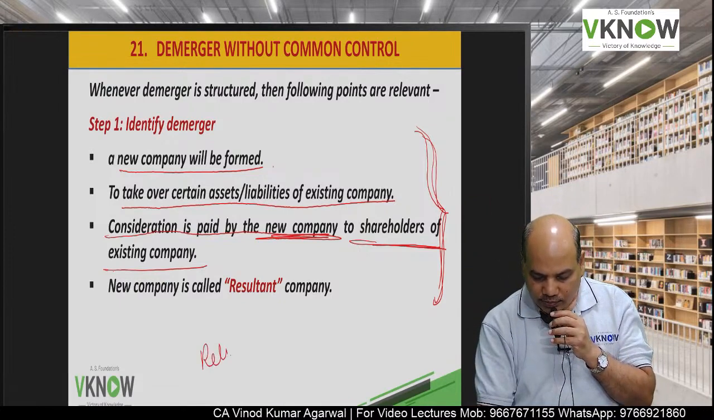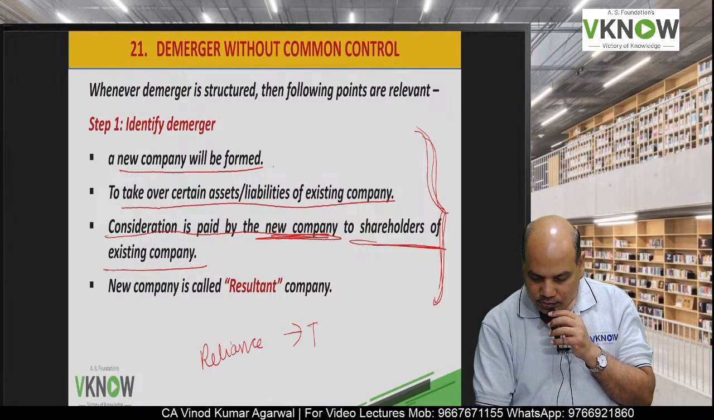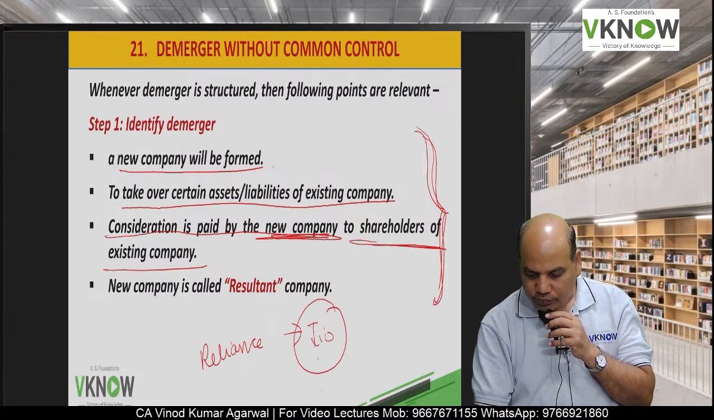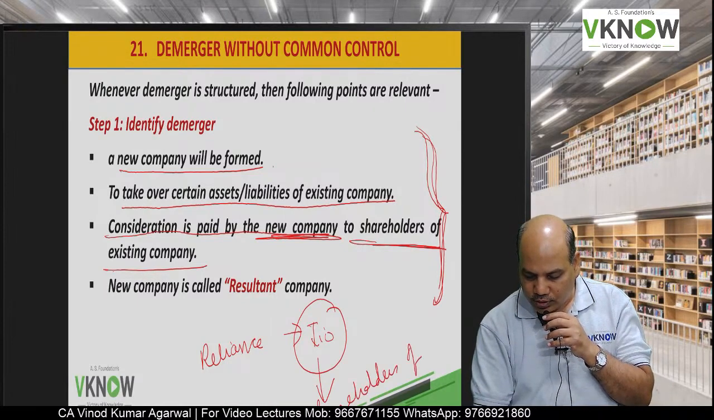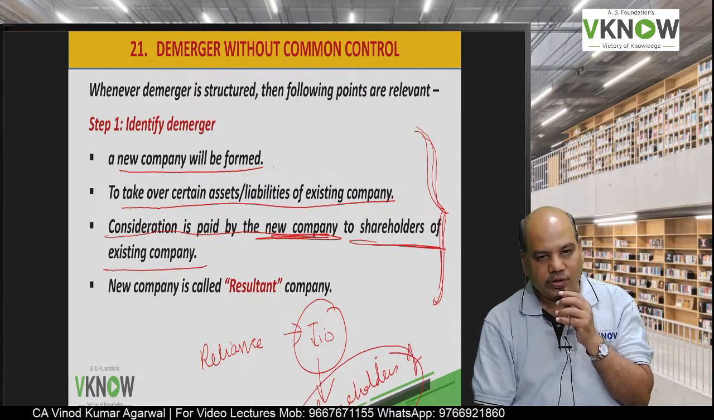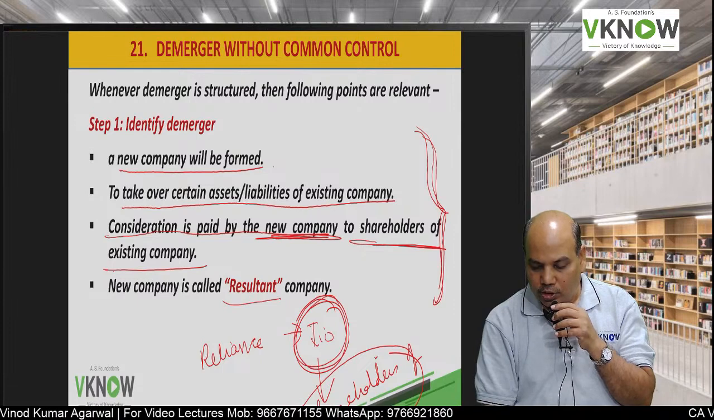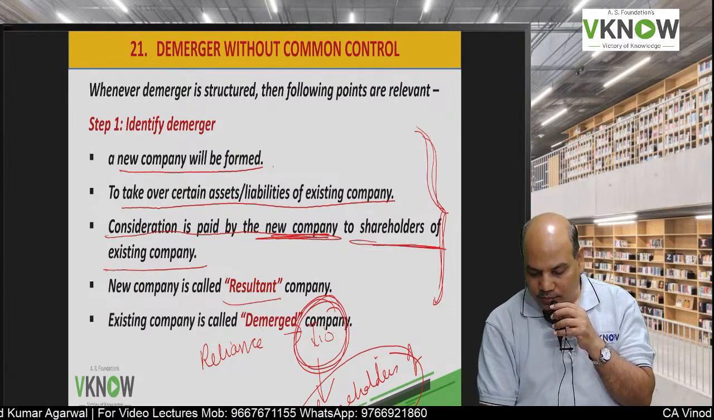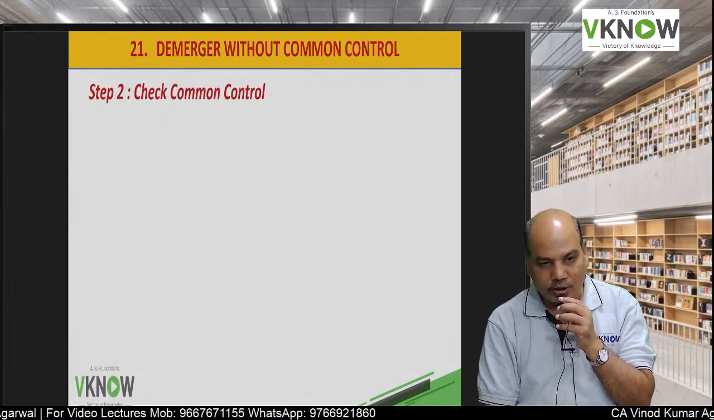So for example, if Reliance company demerges Jio and Jio issues shares to shareholders of Reliance, then this is a demerger. This new company Jio will be called the resultant company. This existing company Reliance is called the demerged company.